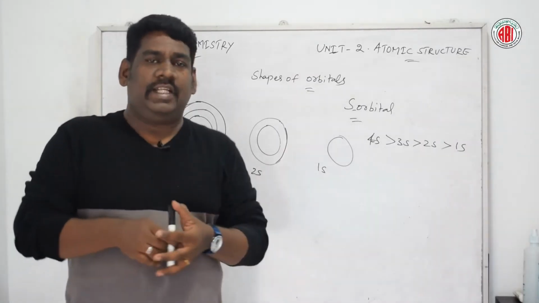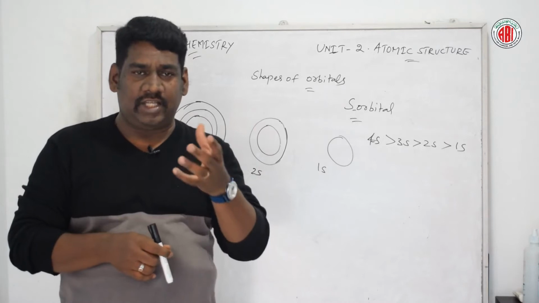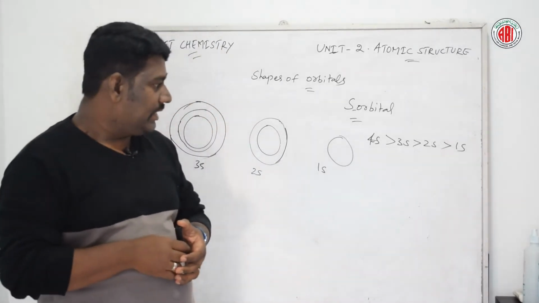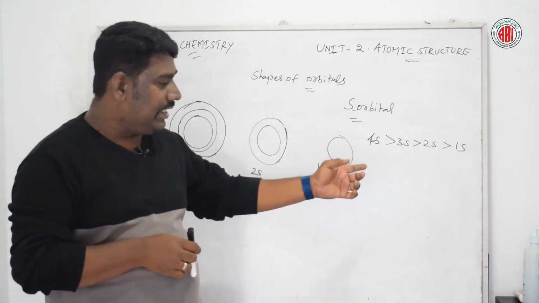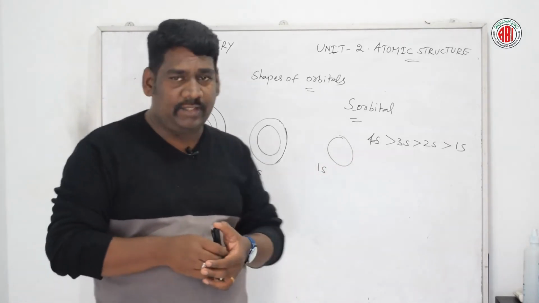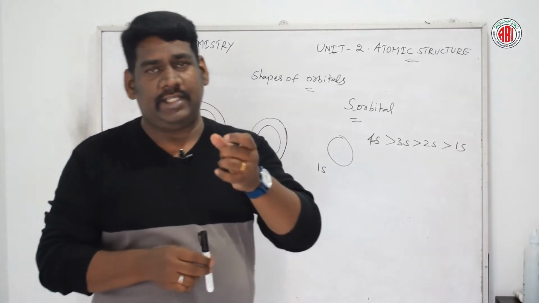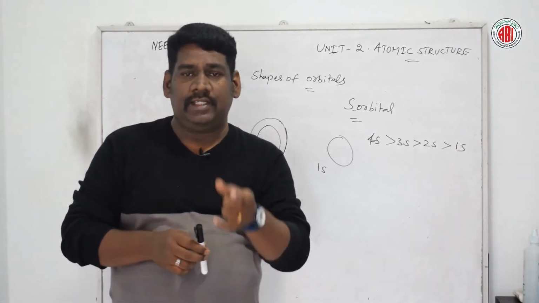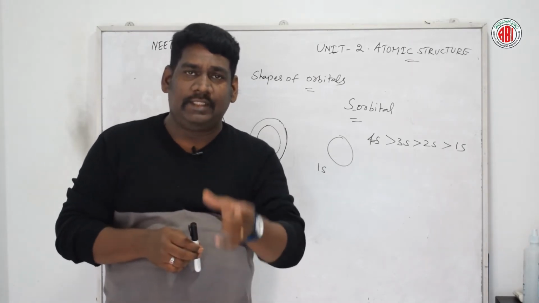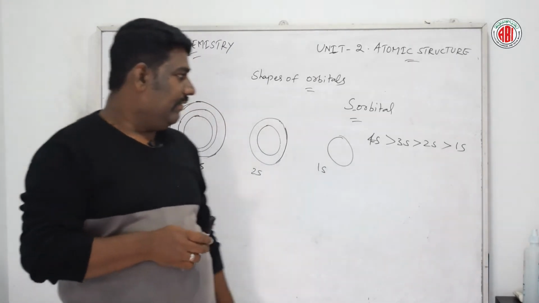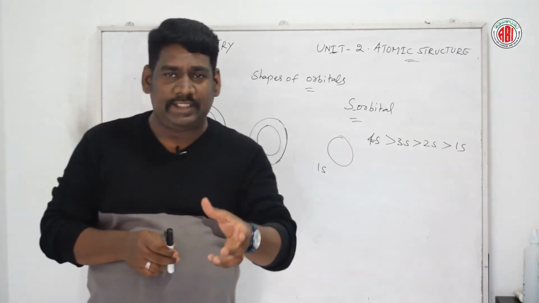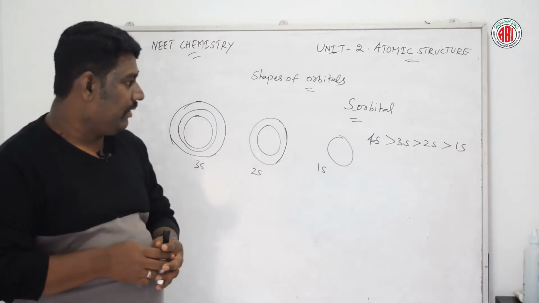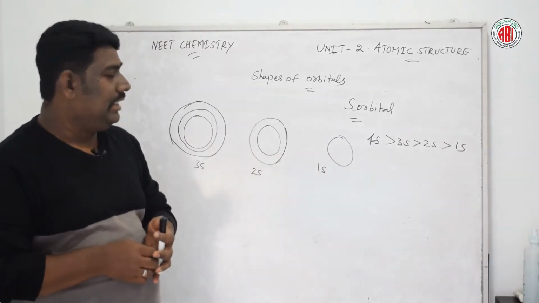Also, the size of the s orbital increases with increasing value of n: 4s is greater than 3s, 3s is greater than 2s, and 2s is greater than 1s. As the principal quantum number increases, the electron is located further away from the nucleus. So this is about the s orbital.